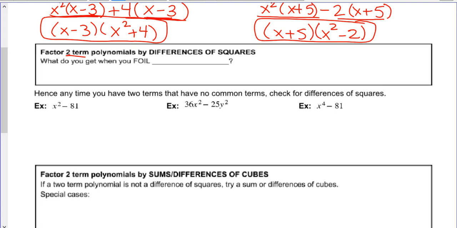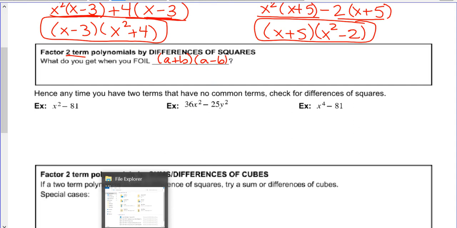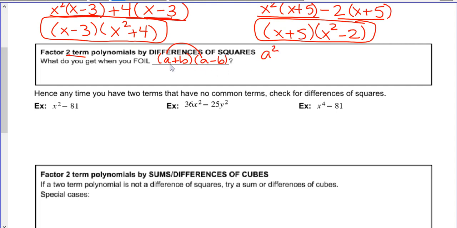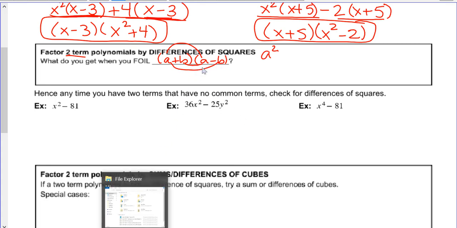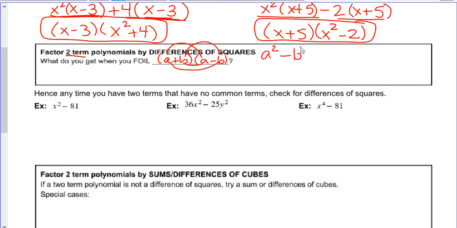and then see if you have a difference of squares. Now, what do you get when you FOIL? Here's the question. A plus B times A minus B. Well, we can try that if we want to. We can do our first term, which gives us A squared. Outside is A times negative B, which is minus AB. Inside is A times B, which is plus AB. Notice those would cancel themselves out. And my last term here becomes minus B squared.